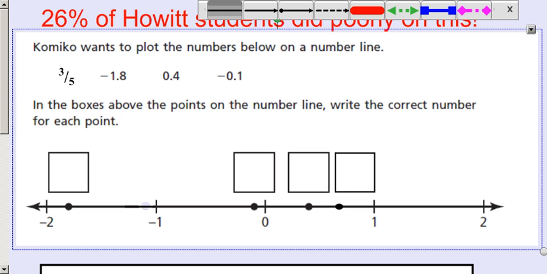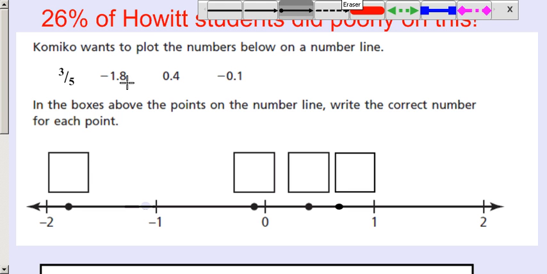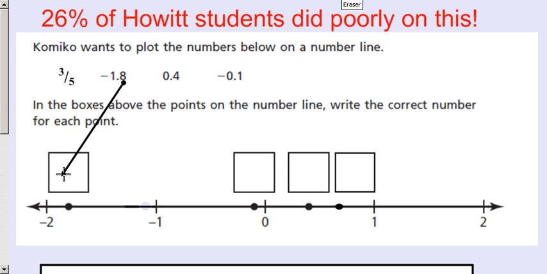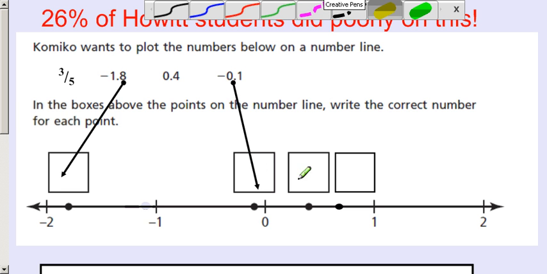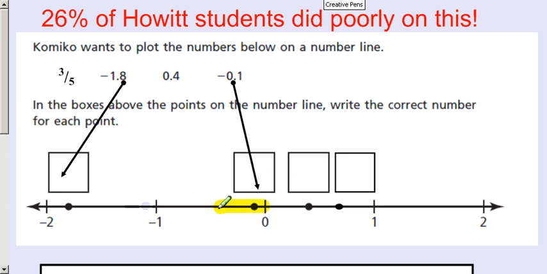And for the most part, students did pretty well on the negative numbers. They knew that -1 and 8/10 was close to -2, and they knew that -1/10 was pretty close to 0. And I think what made it a little bit easier was the fact that both of these numbers were negative numbers, and negative numbers, in this case, fell to the left of the 0, and they had values that were less than 0, so that made it pretty easy.